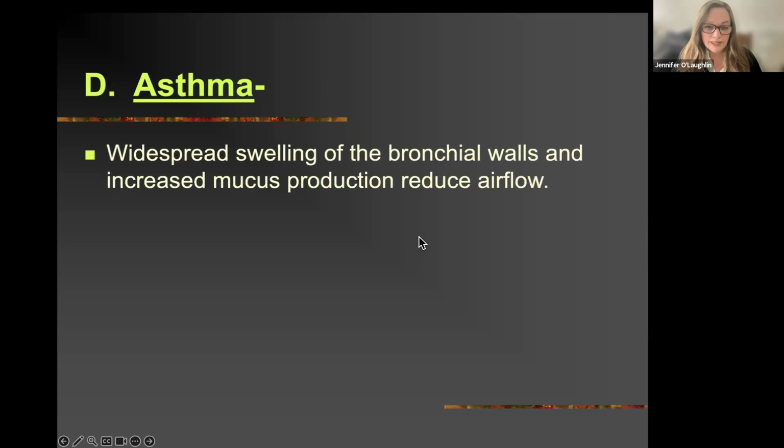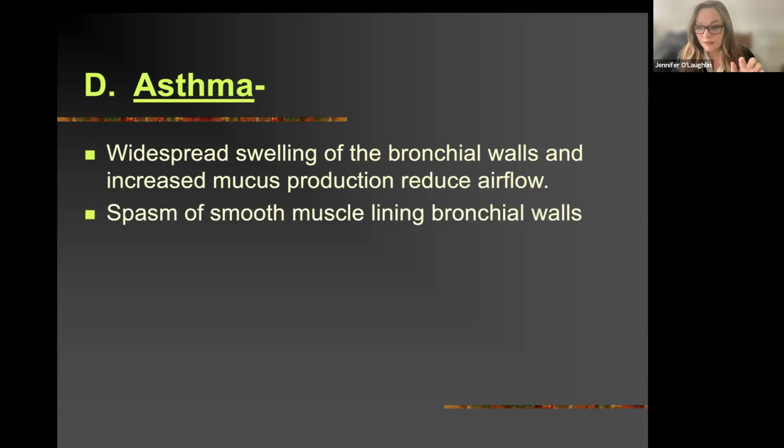So with asthma, there's going to be widespread involvement, which means both lungs are going to be affected. It's going to happen across both lungs. The bronchial walls are going to swell. That's going to decrease the amount of airspace in the lumen of the bronchi. And you also get spasm of the muscle component of the bronchial wall. Your bronchial wall has a circular muscle component, and those are going to start to spasm, and that's going to further narrow the bronchial airways.